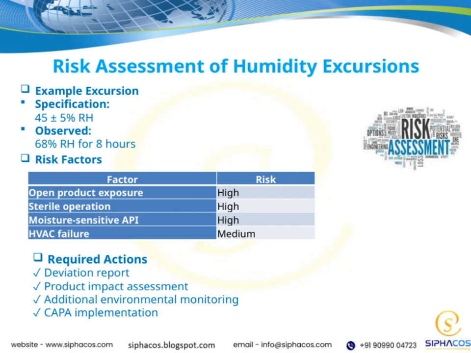When we face a humidity excursion like this one, several actions become essential. First, we need a deviation report to document what happened. Then, a product impact assessment helps us understand any potential effects on quality. Additional environmental monitoring ensures the situation is under control. And finally, implementing corrective and preventive actions, or CAPA, helps stop it from happening again. The risk assessment shows us which factors pose the greatest threat, with open product exposure, sterile operations, and moisture-sensitive APIs all rated high risk. HVAC failure is medium risk, but still important to watch.